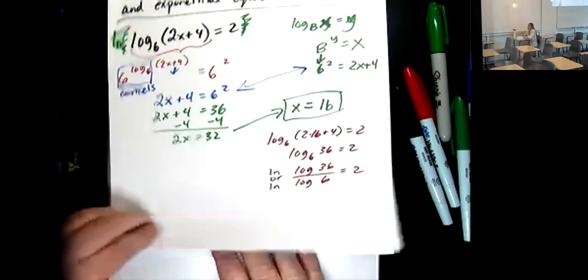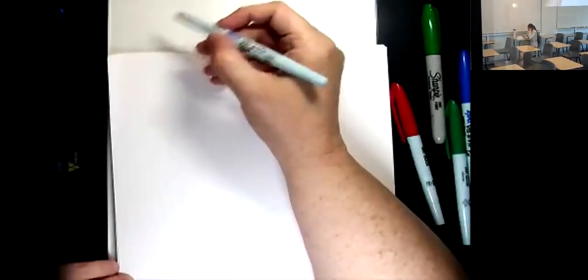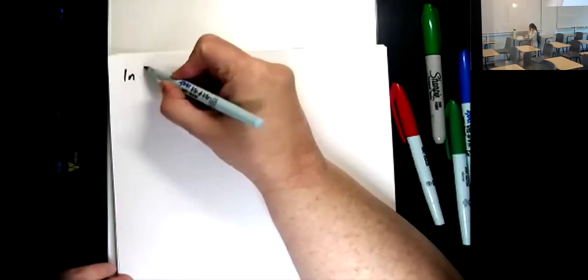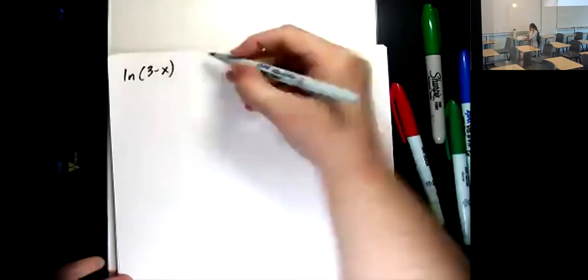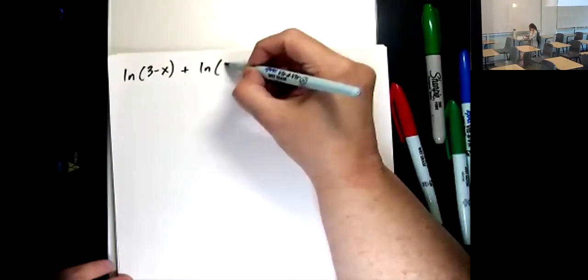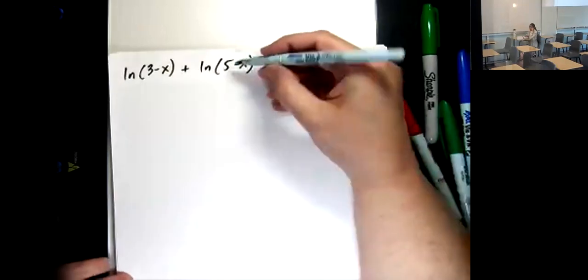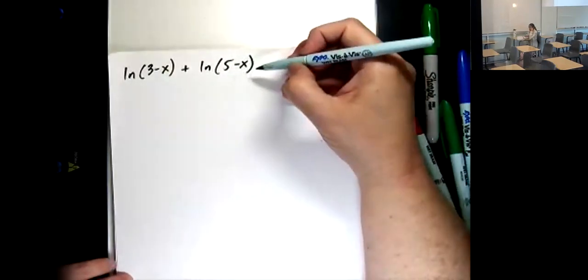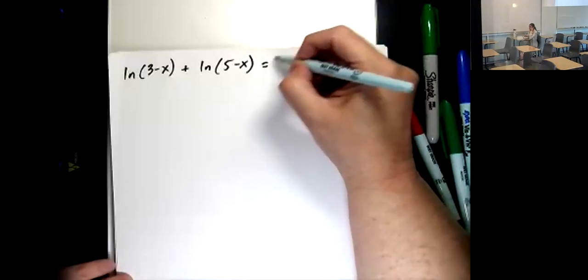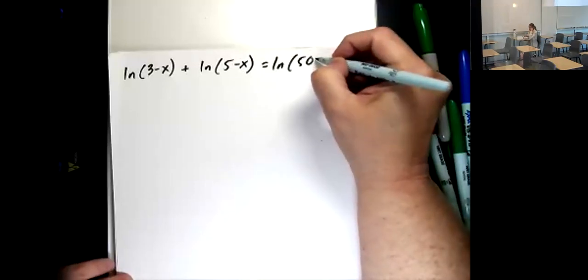All right, let's pick it up a notch. Let's go with something like ln of 3 minus x plus ln of 5 minus x equals ln of 50 minus 6x.